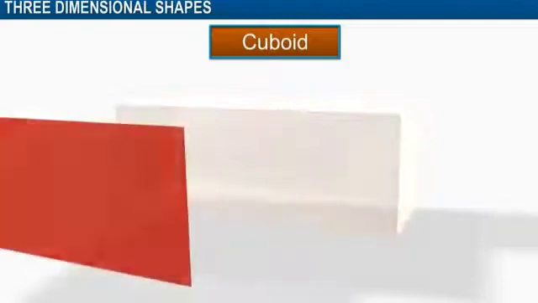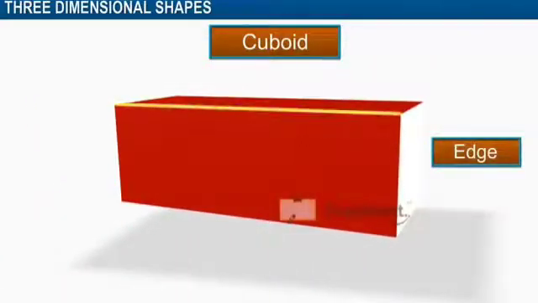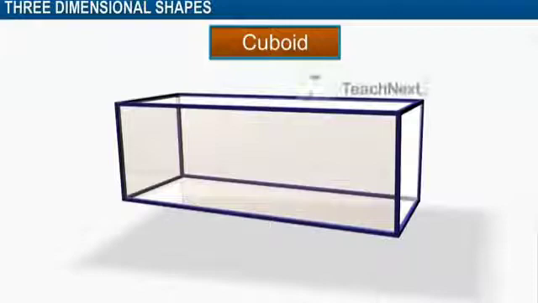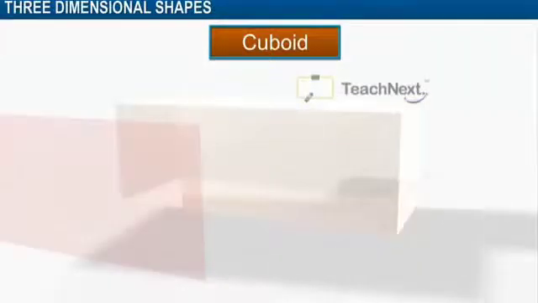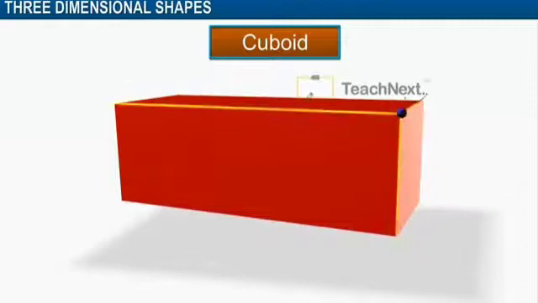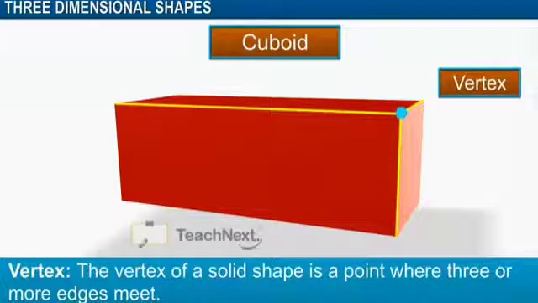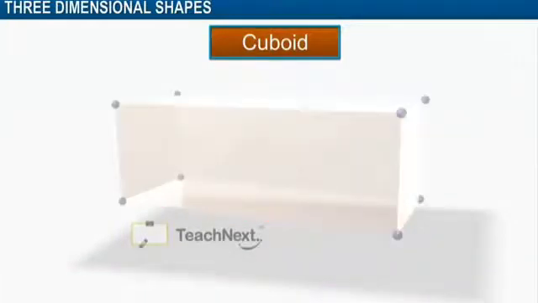2 faces join to form the edge of the cuboid. An edge can be defined as a line segment formed by joining 2 faces of a solid shape. A cuboid has 12 edges. 3 edges of the cuboid join at a point. This point is called a vertex. A vertex of a solid shape can be defined as a point where 3 or more edges meet. A cuboid has 8 vertices.